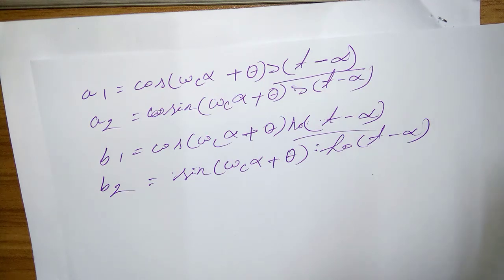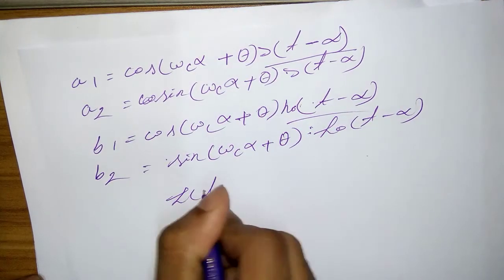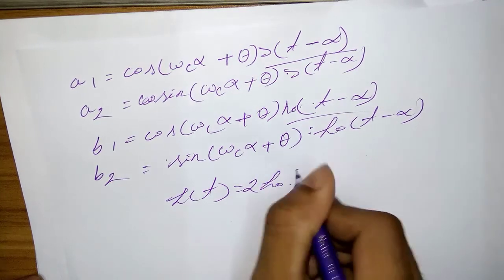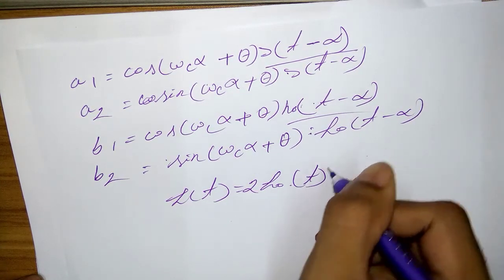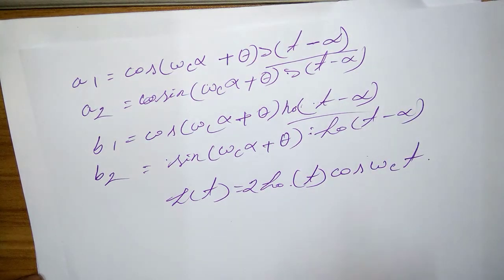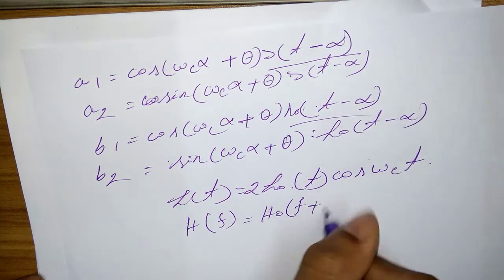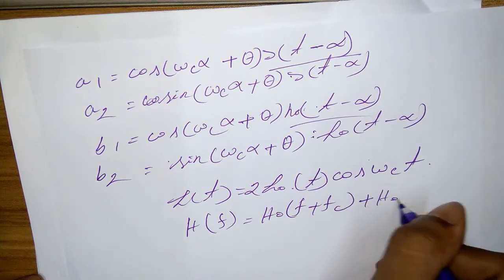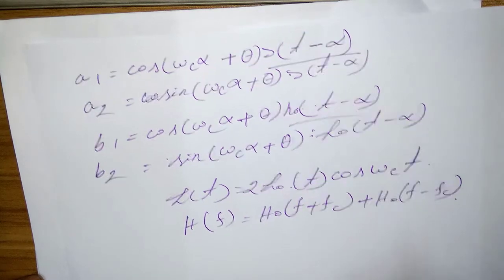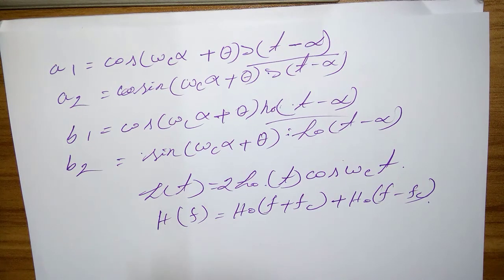So with the impulse response, the function will be h(t) equal to h0(t) cos omega c t, and the transfer function H(f) equal to H0(f plus fc) plus H0(f minus fc). That is the bandpass random process. So thank you everyone, and see you in the next tutorial.